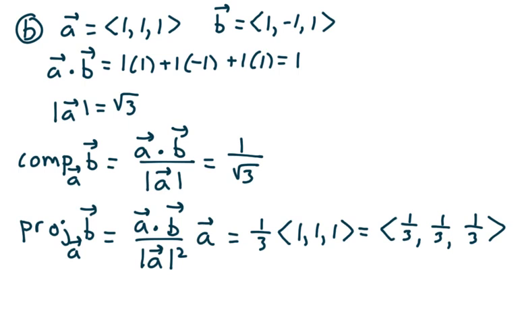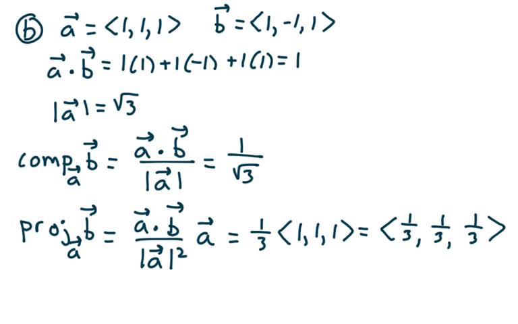In example 2, we have the following. Suppose vector A is 1, 1, 1, and vector B is 1, -1, 1. So we're going to do the same thing. The dot product of A and B is 1 times 1 plus 1 times -1 plus 1 times 1. But that's equal to 1. The magnitude of A is the square root of 3.